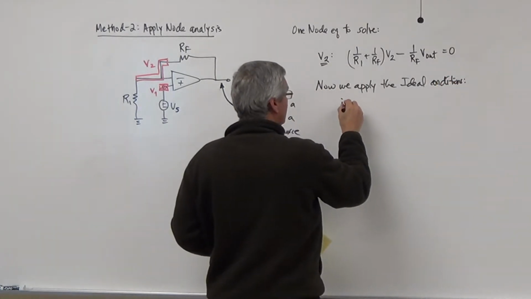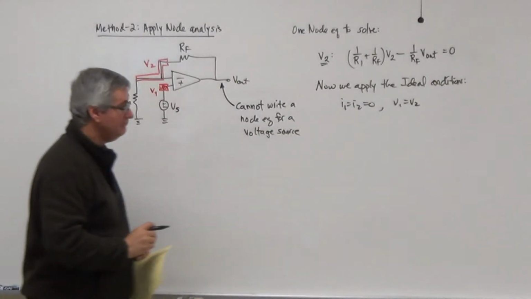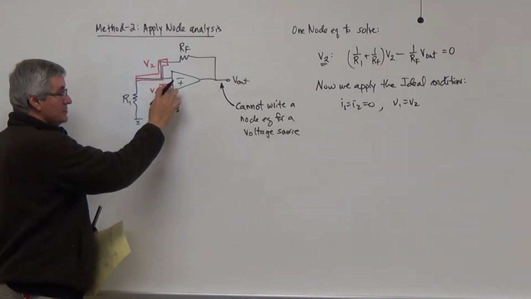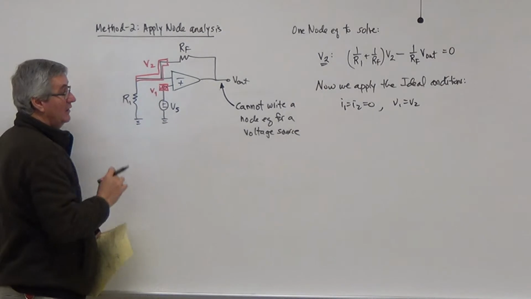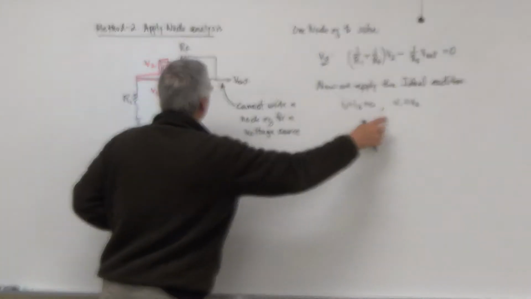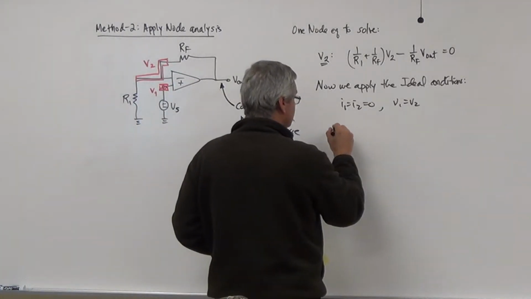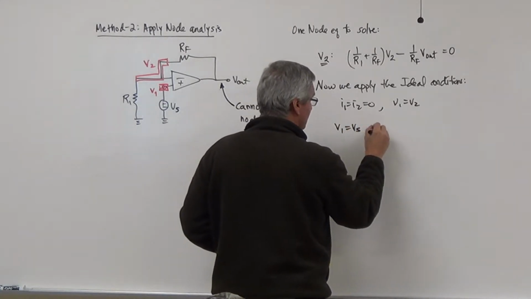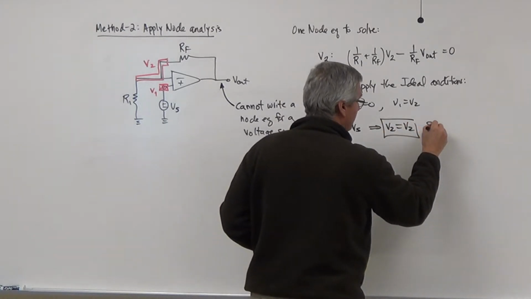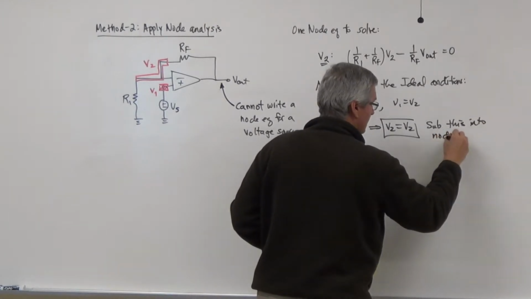If I apply the ideal conditions, I have to look for this and this. Once again, I look at the currents. There's no current around this branch. So this gives me nothing, because there are no resistors there. The second thing is that it forces these two nodes to be the same. So what we find here is that V1 is equal to Vs, which then tells me that V2 must be Vs. Now I sub this into the node equation.